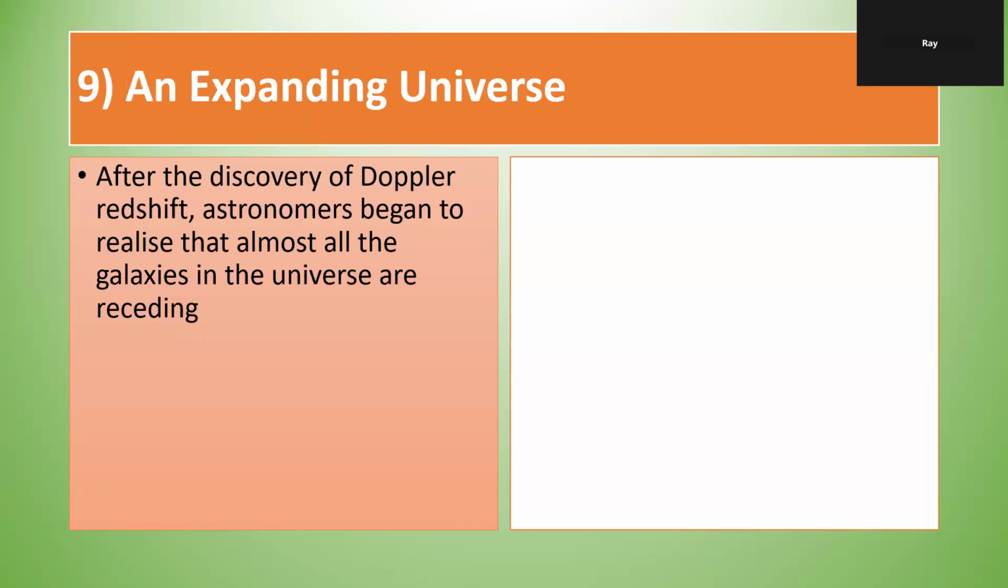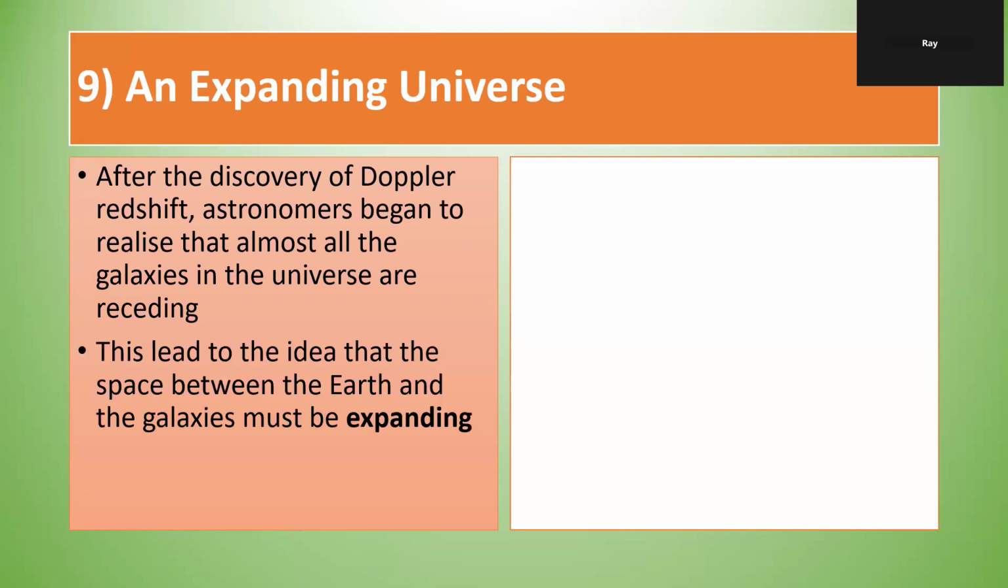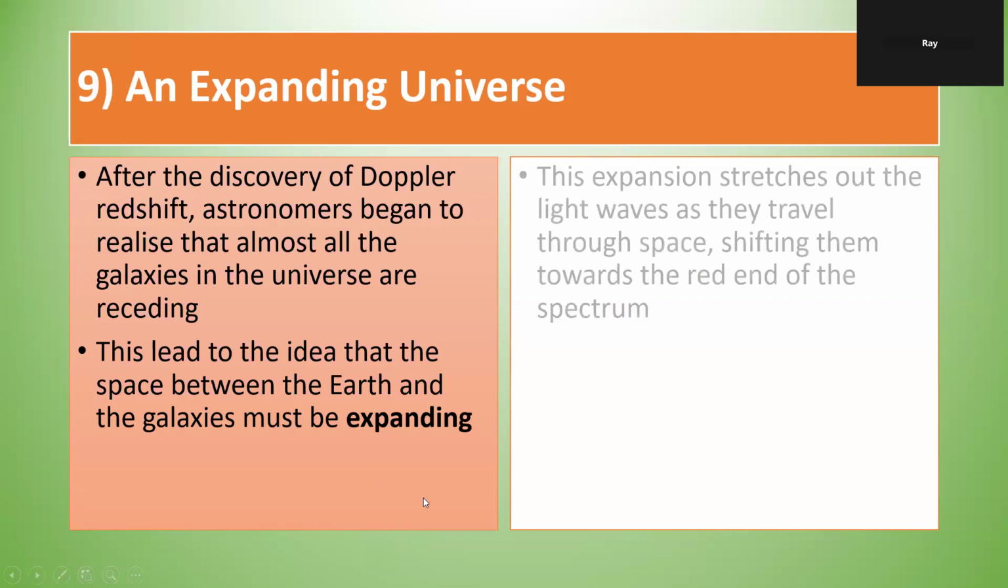Okay, expansion of the universe. After the discovery of Doppler redshift, astronomers began to realize that almost all the galaxies in the universe are receding. Right? Not one galaxy, almost all the galaxies in the universe are receding. It means they are moving away from the Earth. This led to the idea that the space between the Earth and the galaxies must be expanding. Right? Space is expanding.